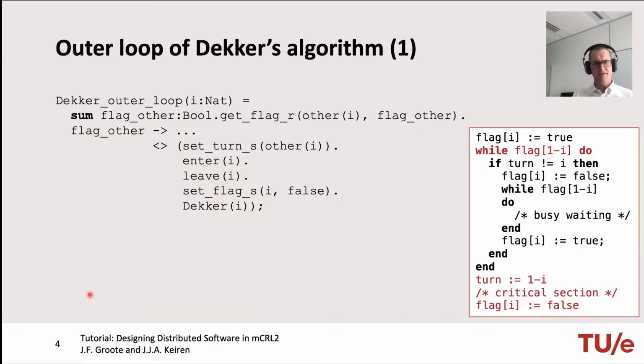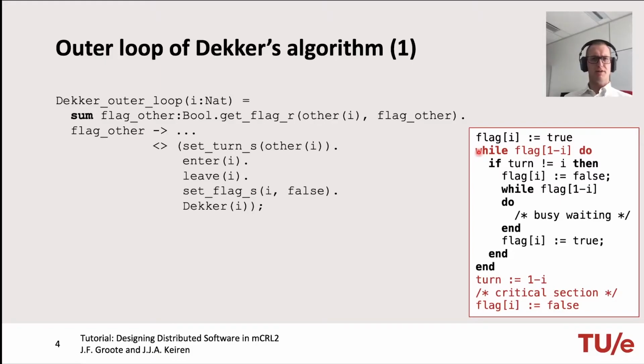Now, the question is, first, how do we model this? Previously, we saw only how we can model a busy waiting loop. And now we actually need to do work inside this loop. So the first question is, how do we model this in mCRL2? Well, in order to model this, we split the algorithm into two parts. The first part, where the flag is set to true, essentially the entry into the loop and the loop itself, and everything that's executed after the loop. The reason we do that is because at the end of one iteration of the loop, we need to be able to jump back to the beginning of the loop.